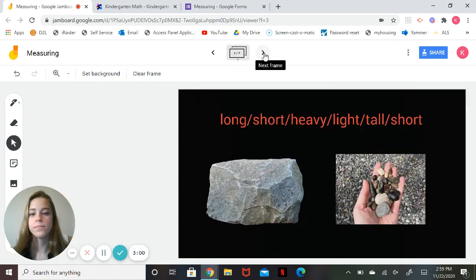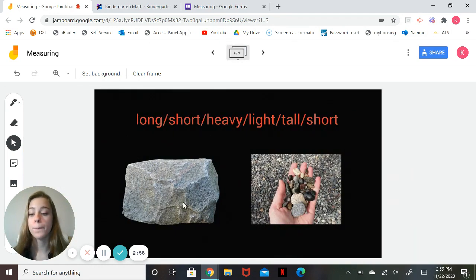Okay. And then we have a big rock, and then we have little pebbles. So we can't use long and short to measure them, and we're not going to use tall and short to measure them. So we're going to go ahead and use weight again. If you've ever tried to move a giant rock, it's really hard and it's really heavy. So a big rock is very heavy, whereas a pebble is light. You can just skip it across the creek.